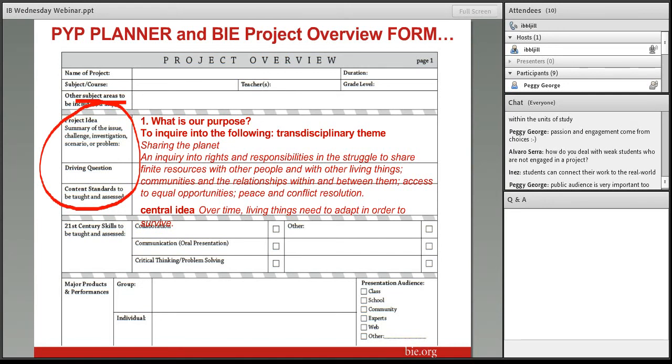If we take a look at the project idea on the BIE form, a summary of the issue, the challenge, or the investigation, a driving question, our content standards, those are aligned with what is our purpose, what is our central idea around this challenge.